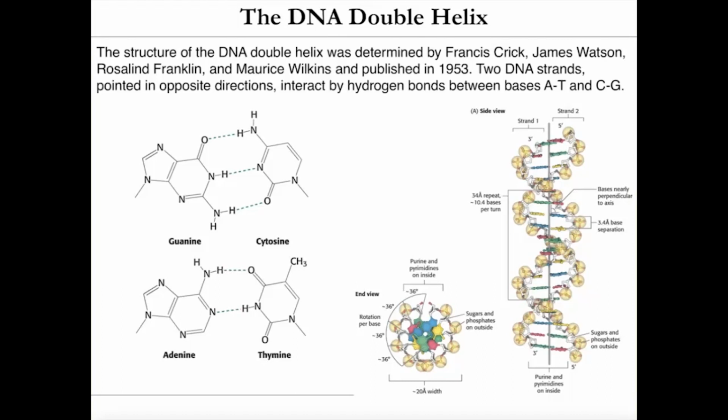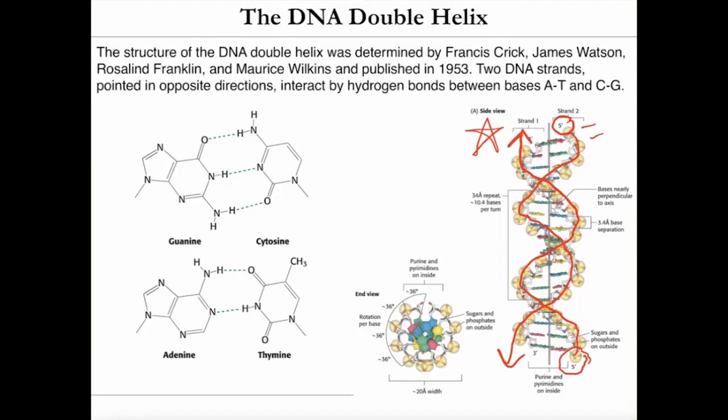A is going to base pair with T and form hydrogen bonds. And then C, cytosine, is going to base pair with G, guanine, and form hydrogen bonds. So we have the structure of a DNA double helix right here. It goes from this direction and then curves around down into this direction. The other DNA strand is going the opposite way. So it goes from this direction and then goes up in this direction. So they're oriented opposite of each other.